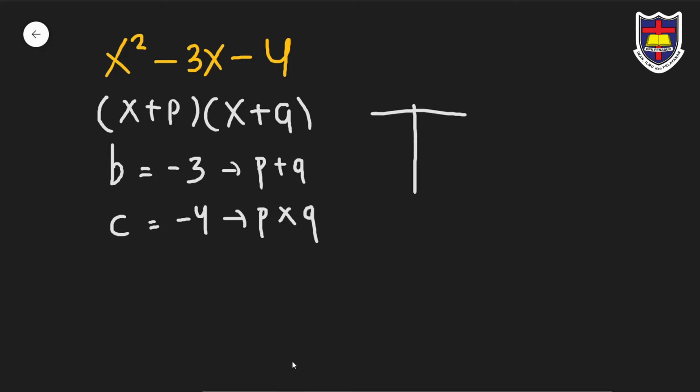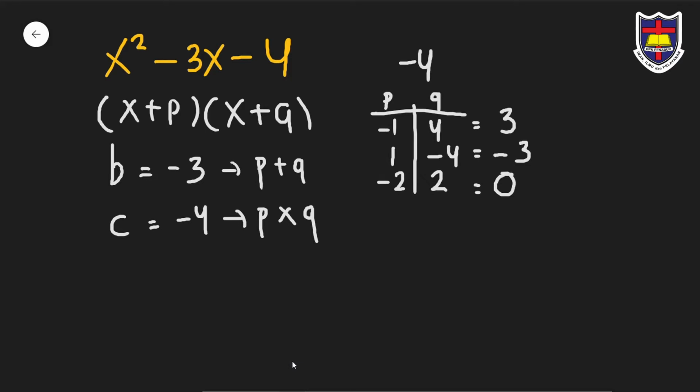So we have this one, p times q. The answer will be negative 4. So we must find the factors of negative 4. So we have negative 1 times 4, and then 1 times negative 4, and we have negative 2 times 2. So now we will see the p plus q of each factor. Negative 1 plus 4, we have 3. 1 minus 4, negative 3. And then negative 2 plus 2 equals 0.